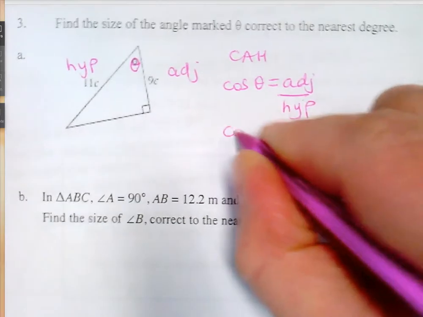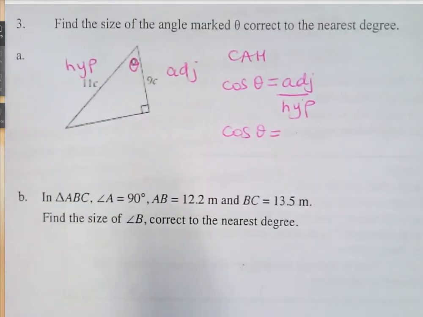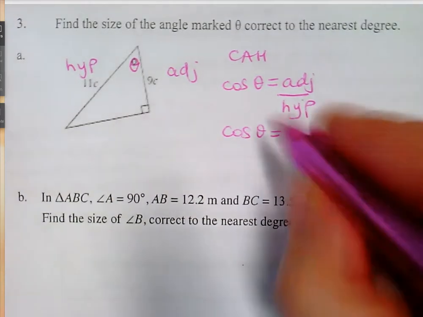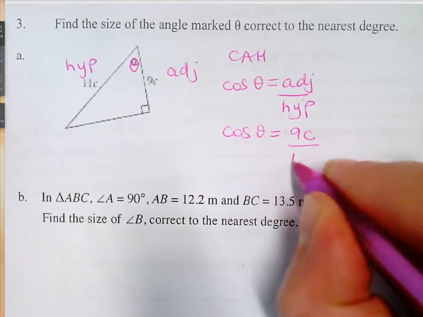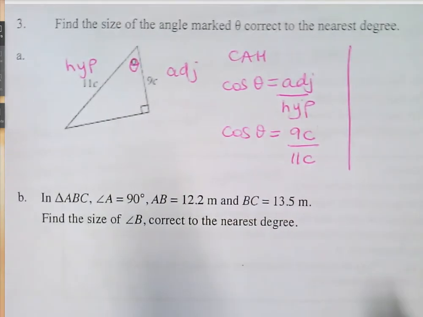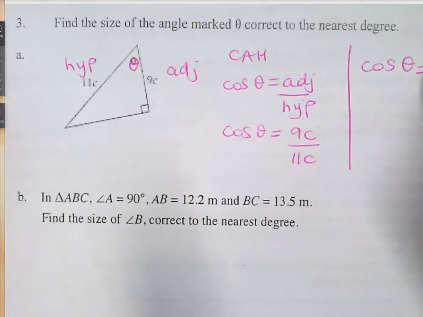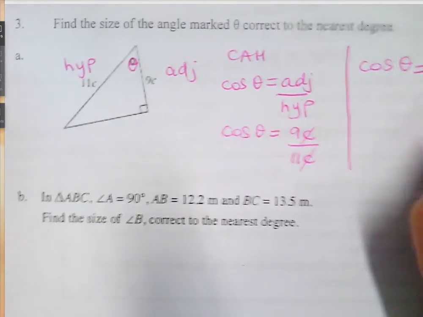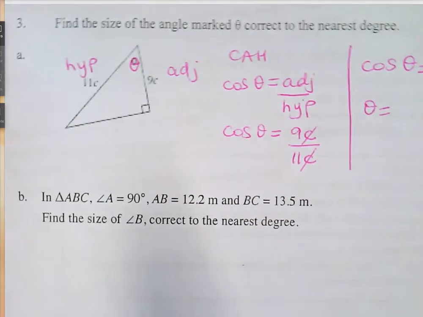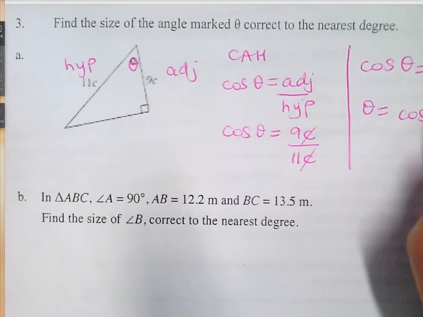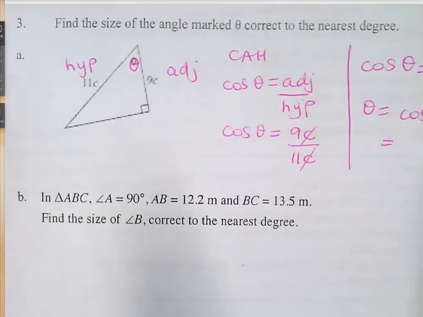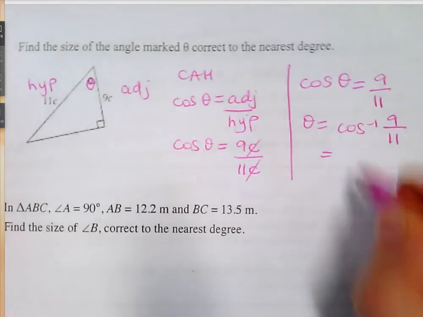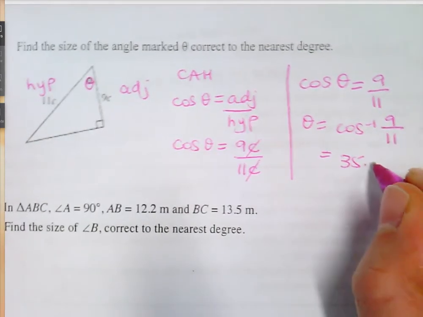What should I put in now, girls? What do I write? What's adjacent? 9C over 11C. What do you think happens? So girls, what do I do now? I cancel out the C's and I get 9 over 11. So therefore theta equals cos to the minus 1 of 9 on 11. 35.09. So we want to the nearest degree.